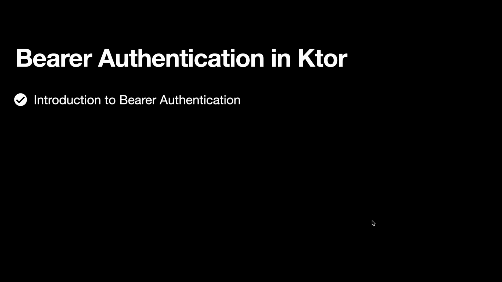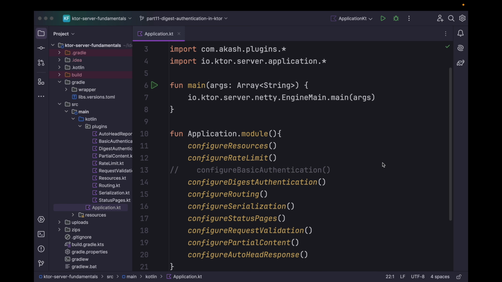Speaking of JWT, we will have a dedicated video covering it in detail, but for today, our focus will be on implementing custom logic for handling bearer tokens in Ktor. Now, let's start by configuring bearer authentication in Ktor. If you have been following along with our previous authentication videos, you might already have the Ktor server auth dependencies added. In that case, you don't need any extra dependency for this video.